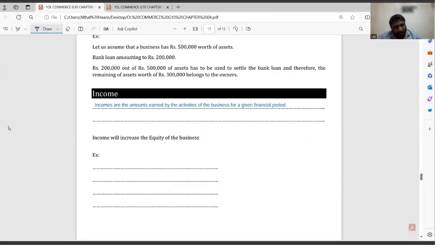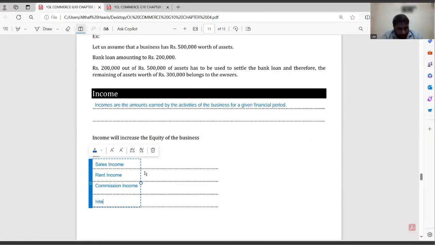So can you write some examples, people? Sales income, rent income, what else? Commission income, interest income, dividend income. What is dividend income?